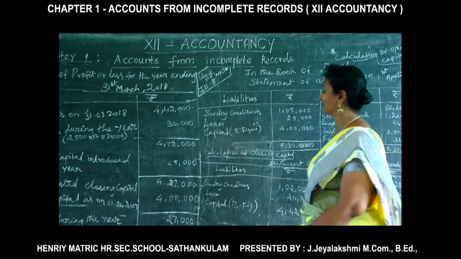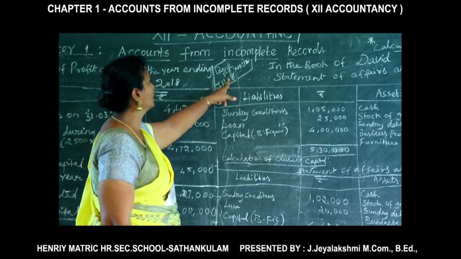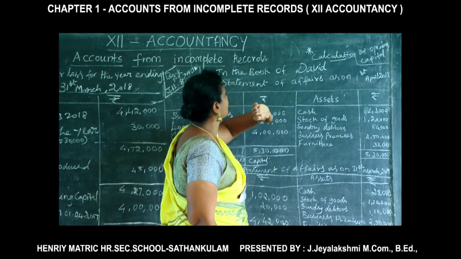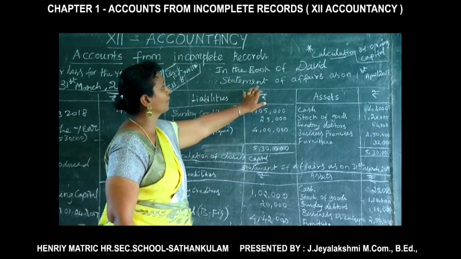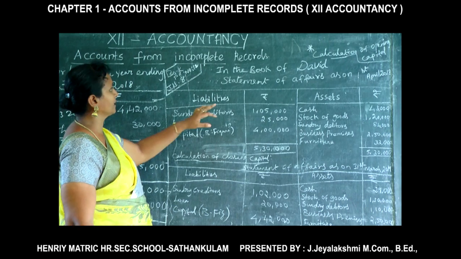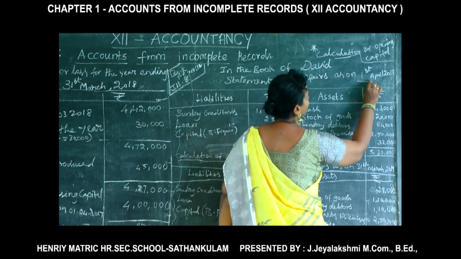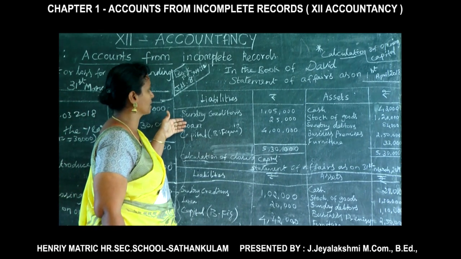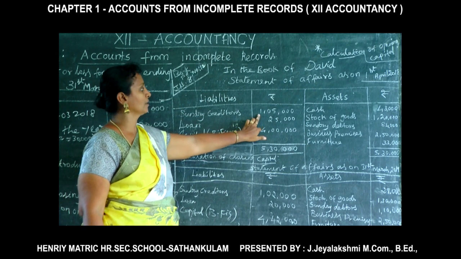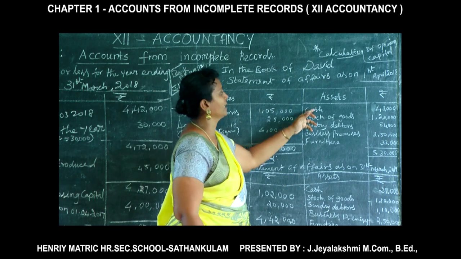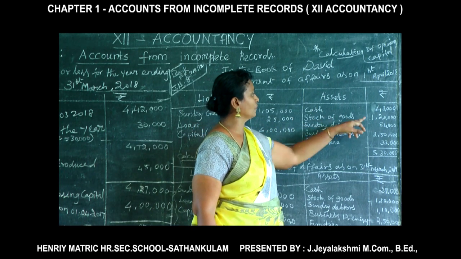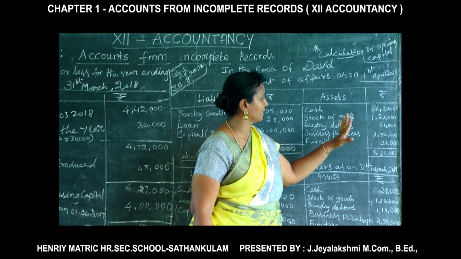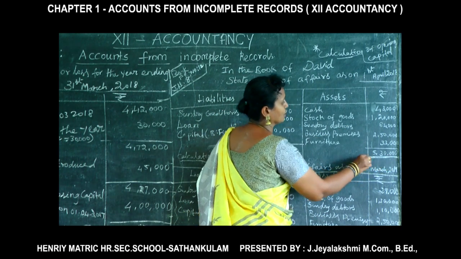Now look here. Book page number 112, illustration 8. First we have to calculate the opening capital. In the books of David, the statement of affairs as on 1st April 2018 is given. It is calculated on the 1st April, which is nothing but the opening capital. So here we have the sundry debtors and loan amount. Sundry creditors we have 1,05,000, loan 25,000. Then we write the asset side: cash 43,000, stock of goods 1,20,000, sundry debtors 84,000, business premises 2,50,000, furniture 30,000.